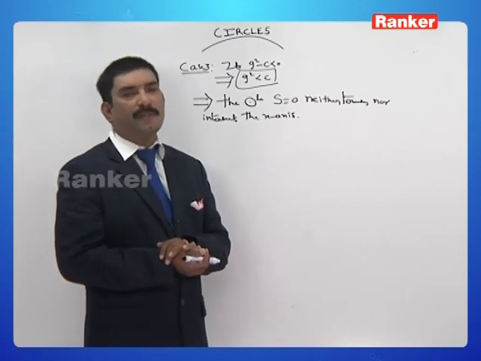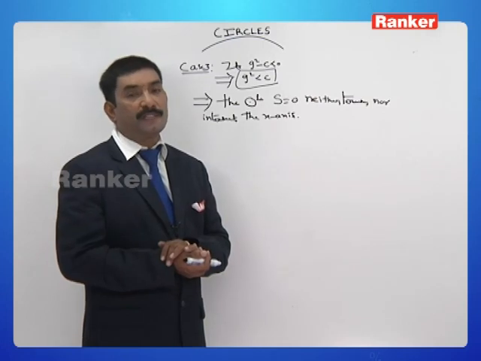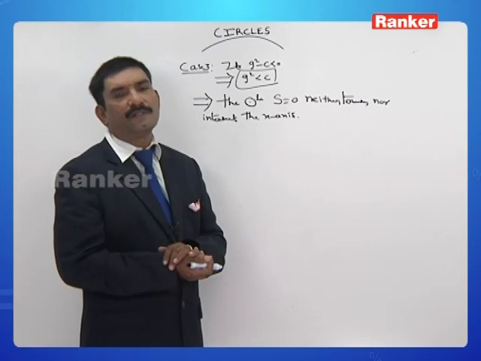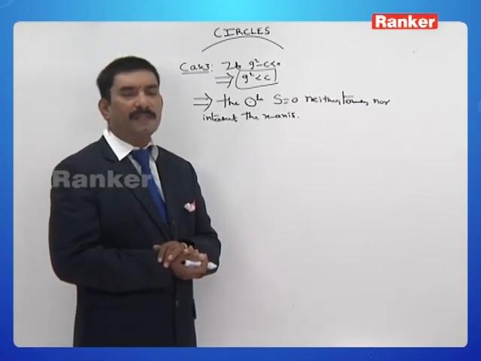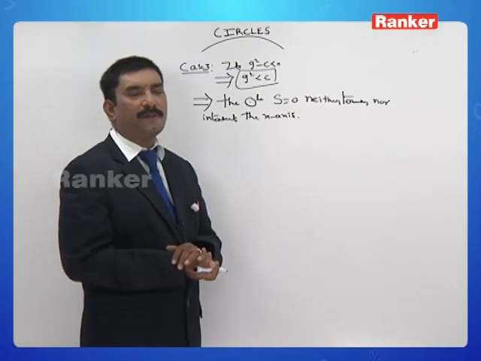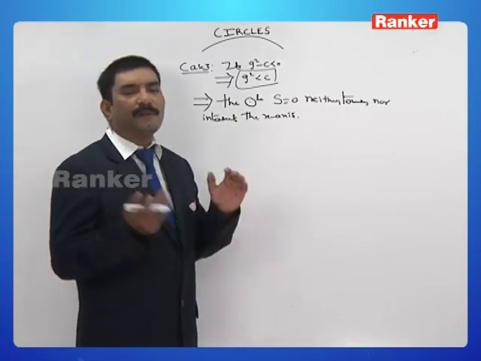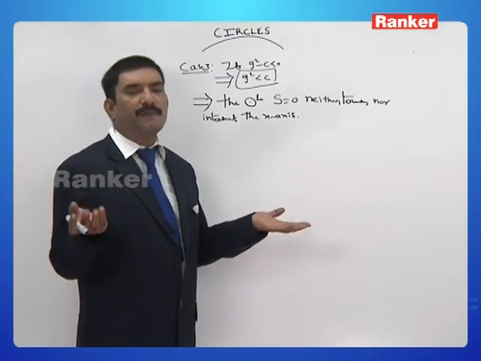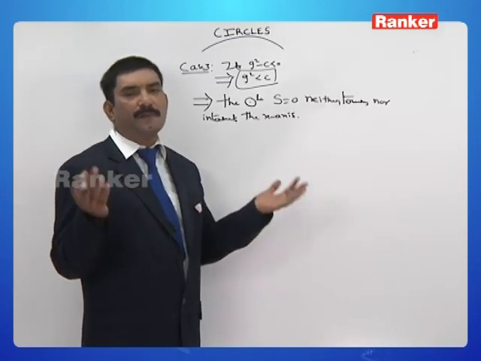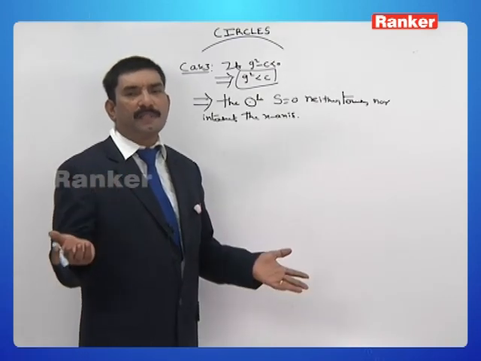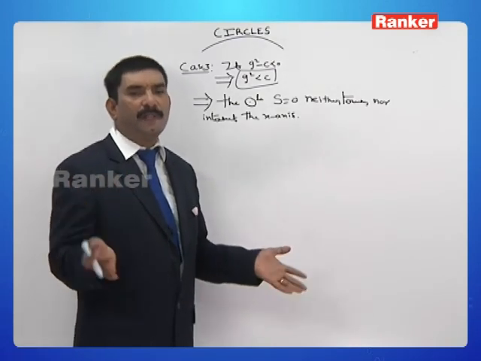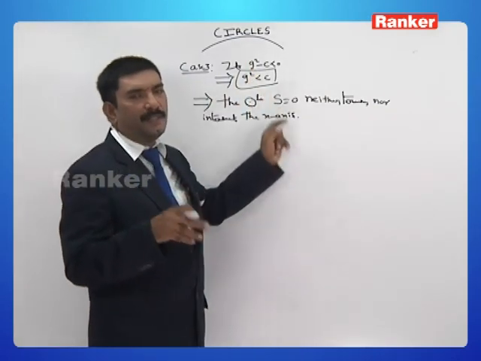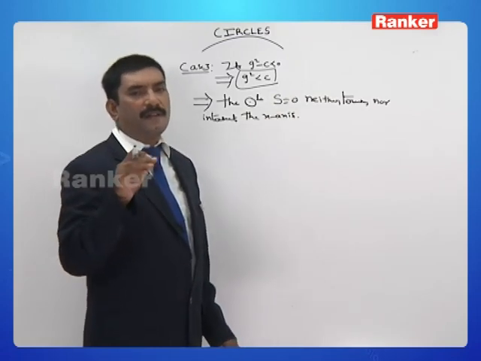As I told already, x square plus 2gx plus c is equal to 0. When x1, x2 are the roots, we wrote already that the sum of the roots x1 plus x2 is equal to minus 2g, and x1 into x2 is equal to c, correct or not? So therefore, your point of contact becomes minus g, 0. So x square plus 2gx plus c can be written as x plus g whole square. So the equation of the circle x square plus y square plus 2gx plus 2fy plus c can be written as x plus g whole square plus y square plus 2fy.